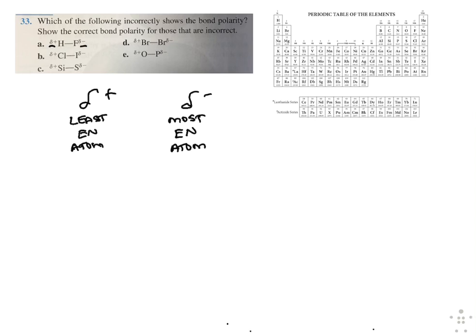All right, question 33 says, which of the following incorrectly shows the bond polarity? Show the correct bond polarity for those that are incorrect. So you guys see these little symbols here, these little deltas. So let me erase this so you can kind of see them. So you have a delta positive and a delta negative. Now we put the delta negative symbol on the most electronegative atom. And then the delta positive goes on the least electronegative atom. So we're basically going to use our periodic trend knowledge and we're going to figure out, did they place these symbols on the right elements?